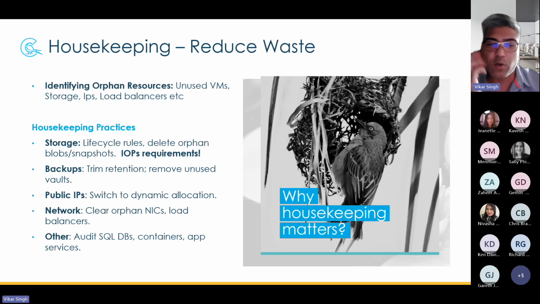If we take a really small example, a 1 terabyte disk that's detached and hanging around in one of my subscriptions averages about $50 a month. Now, if we multiply that across multiple environments or subscriptions, we're looking at thousands of dollars that we could be saving by just tidying up. And you'll be surprised if you have a look at your environment and have the right reporting tools in place to identify these orphan resources. There's a lot of money just hanging around on the table. So housekeeping, to summarize this slide, is our first line of defense against waste. I will move on to my next slide to cover some more examples and ways that we can save costs.